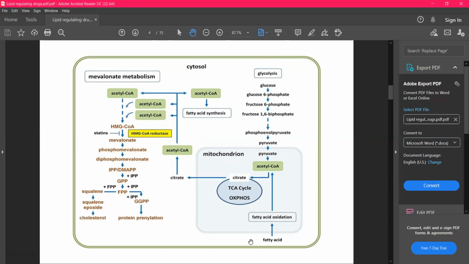The third point is that you can also get acetyl-CoA through fatty acid oxidation, beta oxidation of fatty acids. So if somebody has a lot of free fatty acids circulating in their blood, then also you can get a lot of acetyl-CoA. Hence, it can promote cholesterol synthesis. Okay, those 3 points need to be understood.